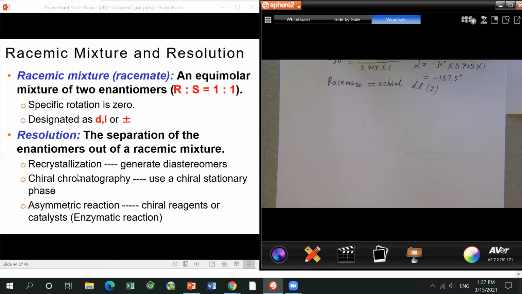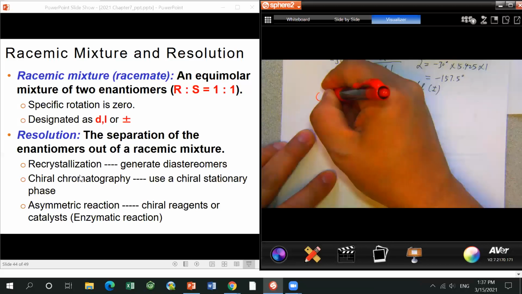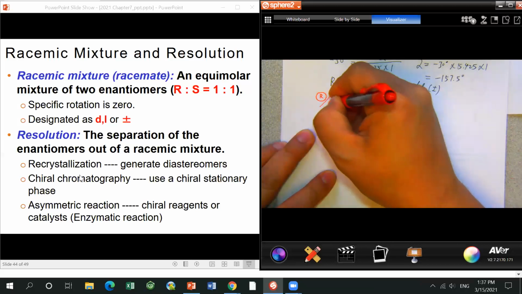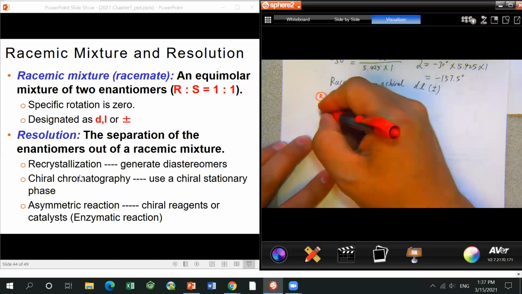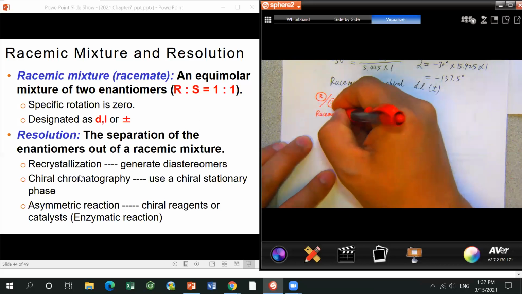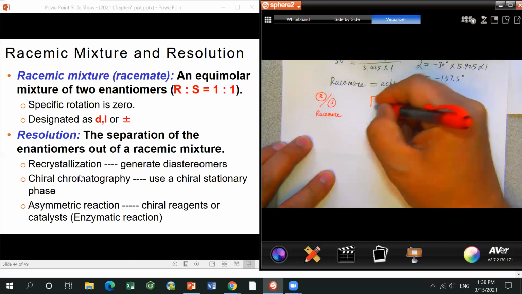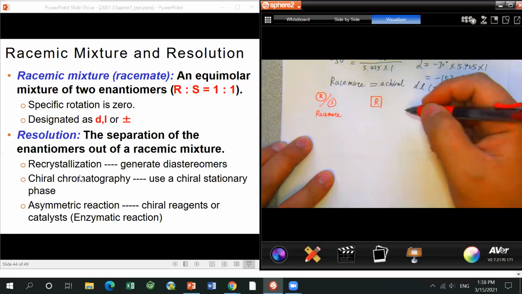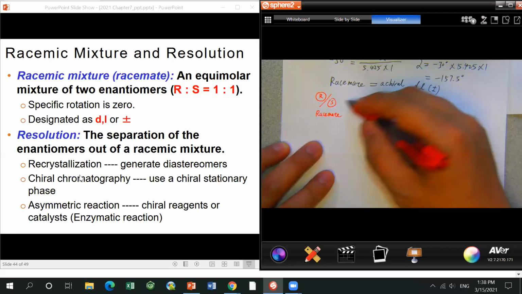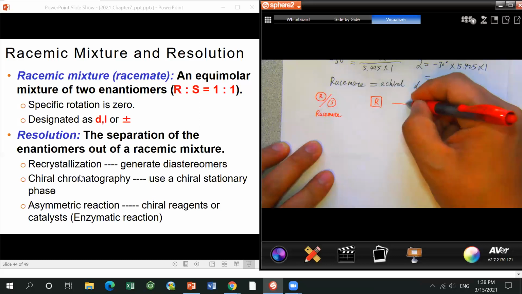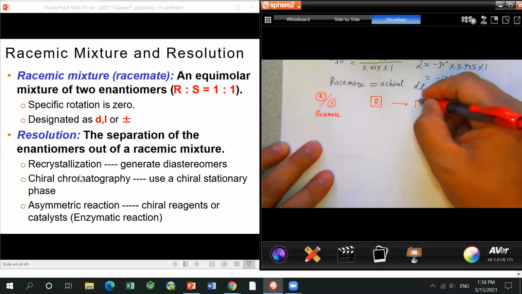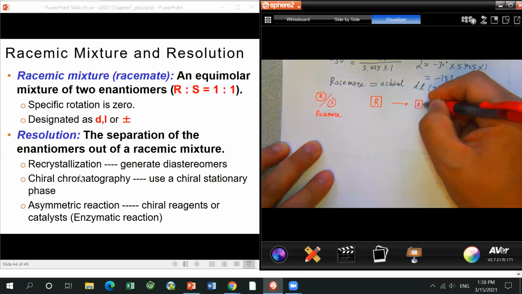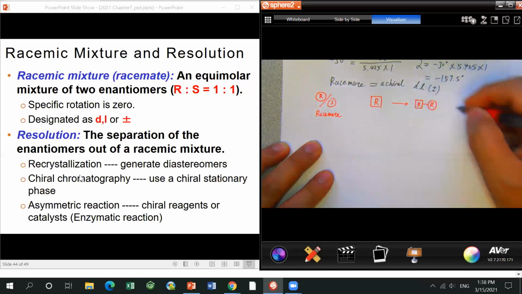One is recrystallization. So what does that mean? Let me show you a small cartoon. We have a racemate, RS in a 1-to-1 ratio. And then we have another chiral molecule, for example R. Then we mix it with the RS mixture, and it will bind both R and S. It should be S, sorry.